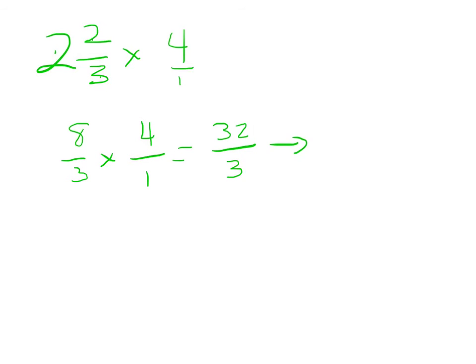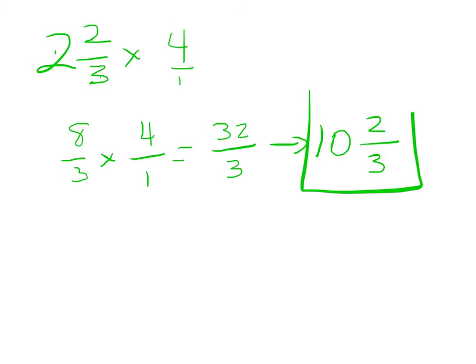Now I need to reduce that. 3 will go into 32 10 times, which is 30. So 32 minus 30 will be 2, so that means my numerator is 2. My denominator will stay a 3. So that's example 1. Again, I changed the shape. That was step 1. Step 2 was to solve the problem, and step 3 was to simplify it.